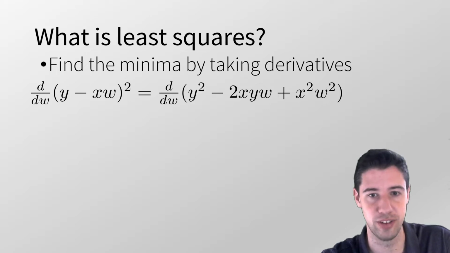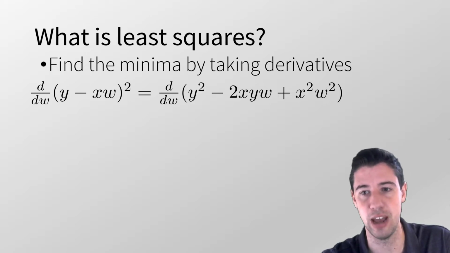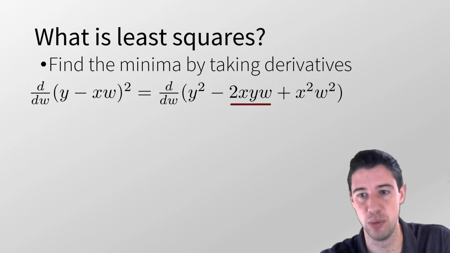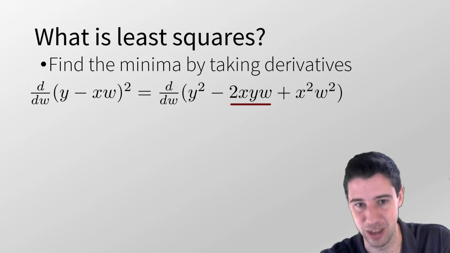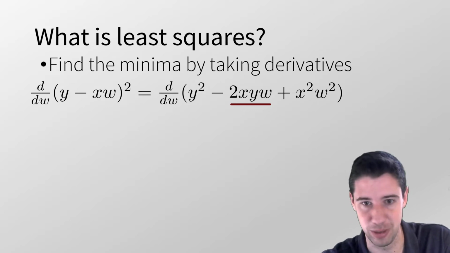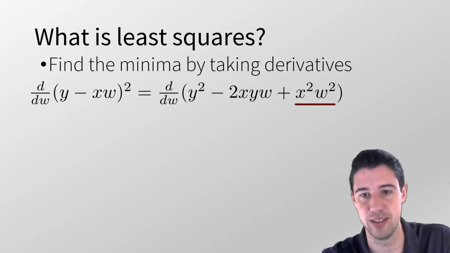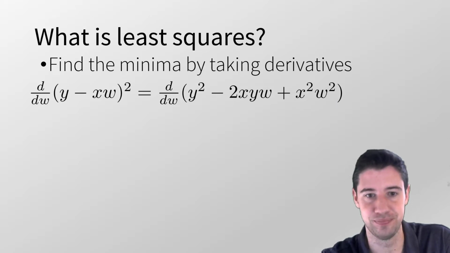To calculate the derivative, the first thing that we will do is expand out our terms using the FOIL method. Y times y will give us y squared. The inner and outer terms both give us negative xyw, so we have minus 2xyw, and the last term gives us x squared w squared.